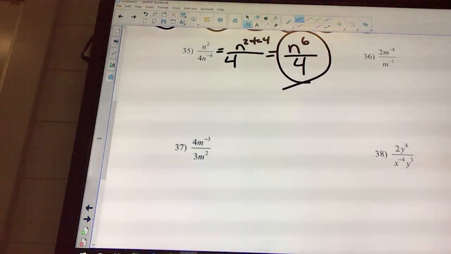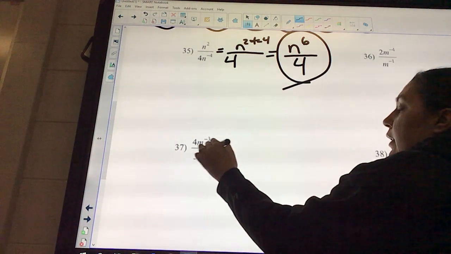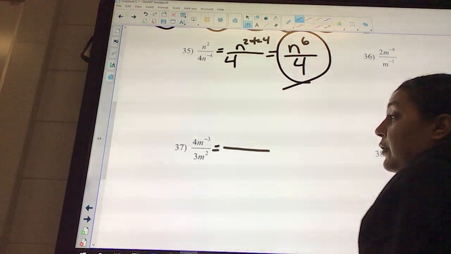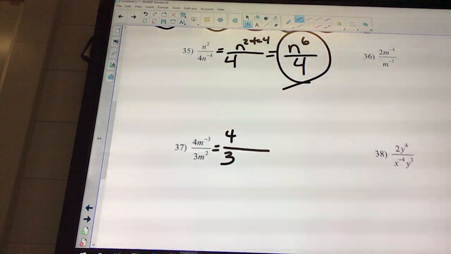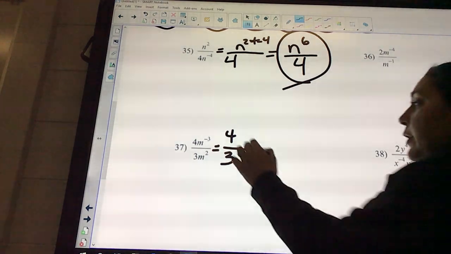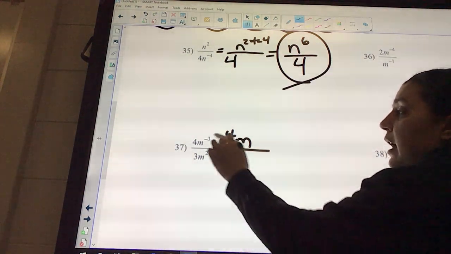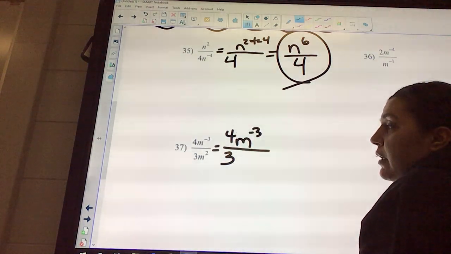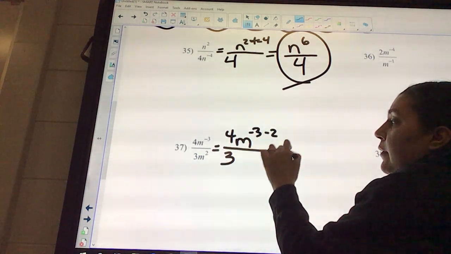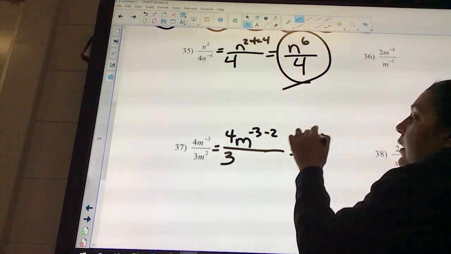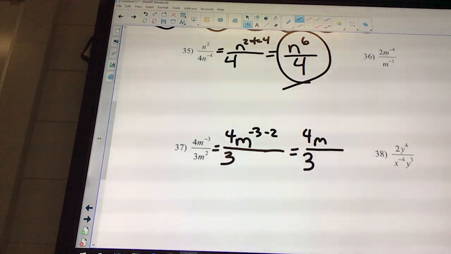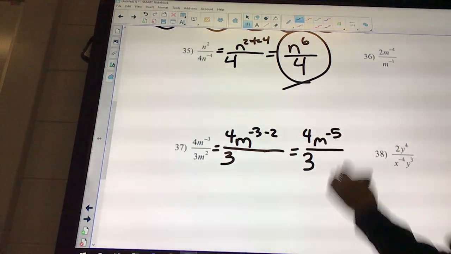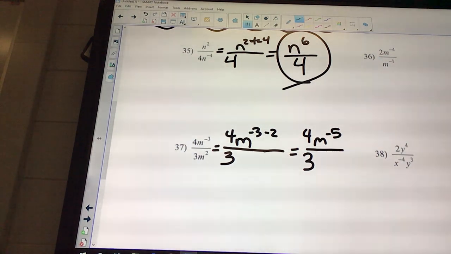Okay, 37. We draw our fraction bar, and we write our two big ones down, 4 and 3. And then we do our variables, and we always do them on the top. So you got m, and we say top minus bottom. So 3 is on top, minus the bottom is 2. So you're going to have 4 over 3, m, negative 3 minus 2 is negative 5. Use your calculator, because I know some of you probably haven't got the negative 3 minus 2 down.